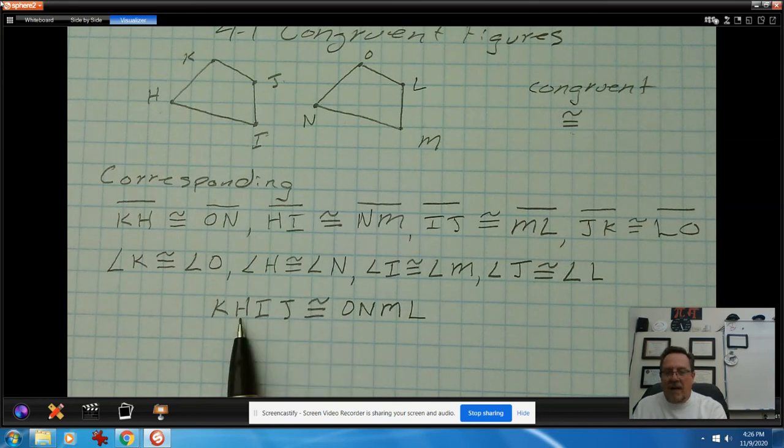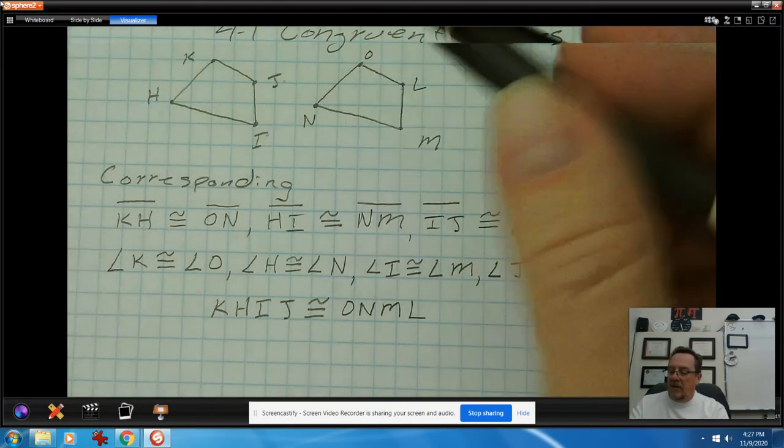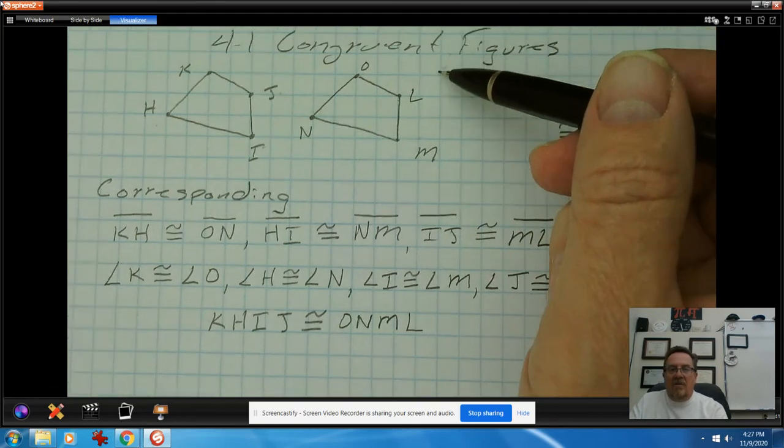And if I write H second, then its corresponding point must be written second for the second figure, okay? And if it comes third in the name of the first figure, then its corresponding part must be listed third in the name of the second figure, and so on and so forth. So make sure that these points all have their corresponding parts listed in the same order over here. That's important. So real quick, congruent means that we're going to have the same shape and the same size.